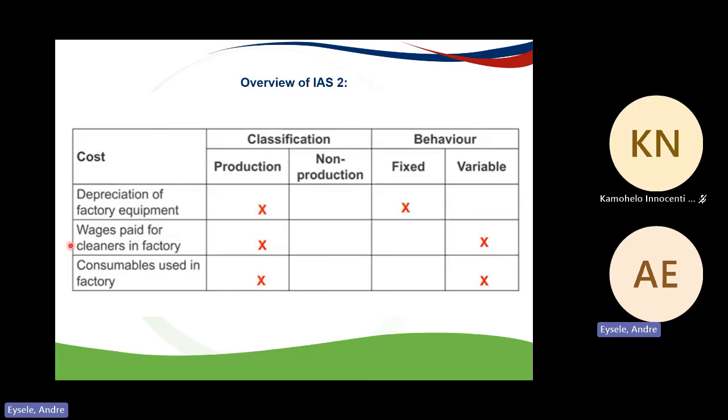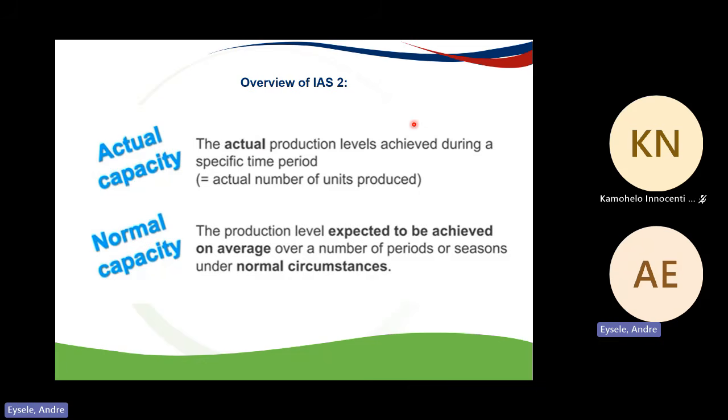Wages paid for the cleaners in the factory are production costs, but they are variable, because these wages, when they are allocated to production, are not fixed. They can vary according to the wages paid for that factory. Consumables used in the factory are a production cost and can also be variable. This is just a simple example of the different behaviors of costs. Like I mentioned, sales costs and other non-production costs will not form part of production costs.